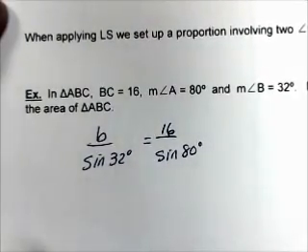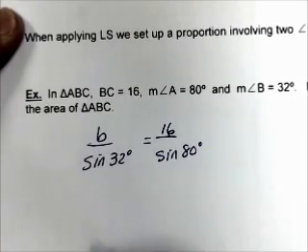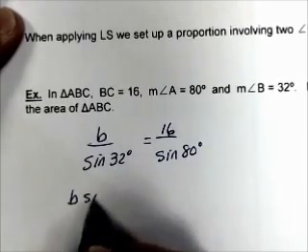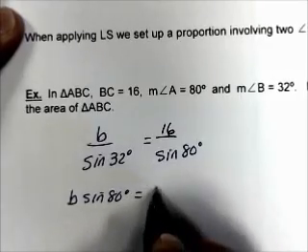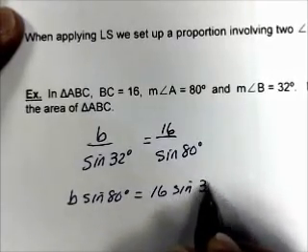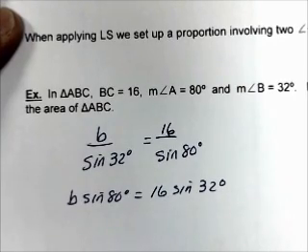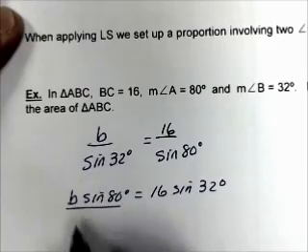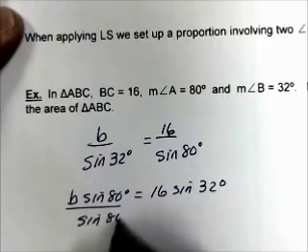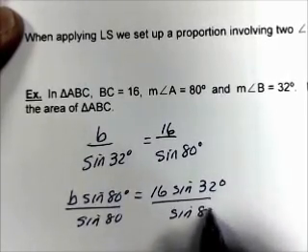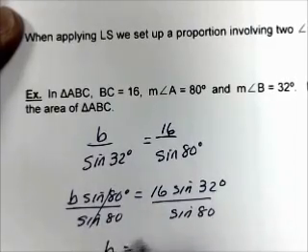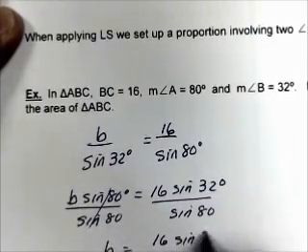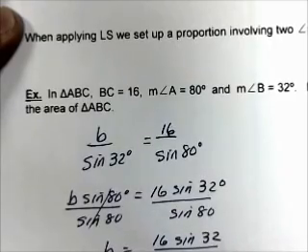Cross products in a proportion are equal, so we cross multiply, and we have b times sine 80 equals 16 times sine 32. And please have the equation solved for the variable before you go to your calculator. b times sine 80, what undoes multiplication is division, so we would divide both sides by sine 80. And we have b equals 16 times sine 32 divided by sine 80.